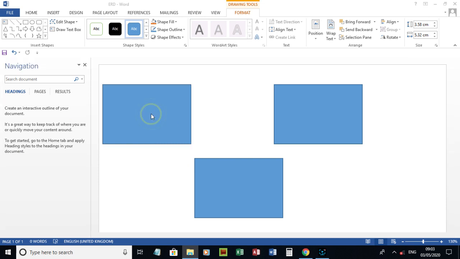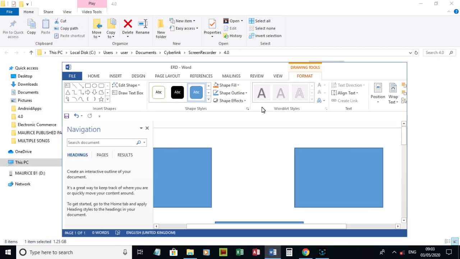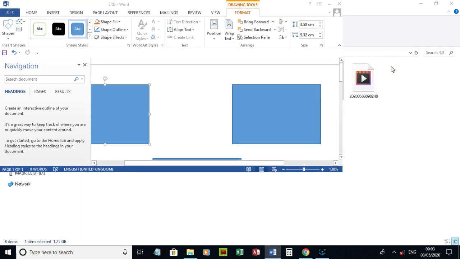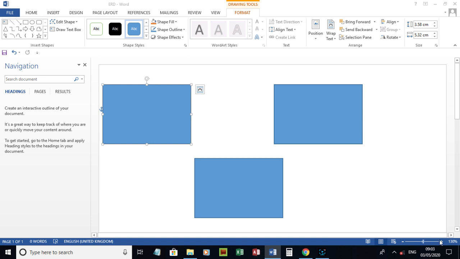Right. So these are the entities. These are the entities we have. Okay. I'm zooming in here, close to some of them.